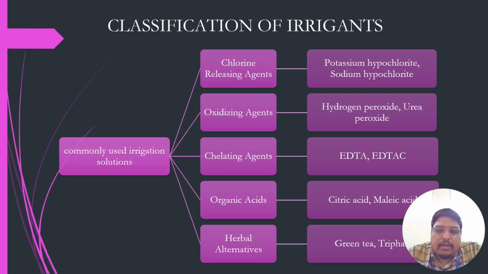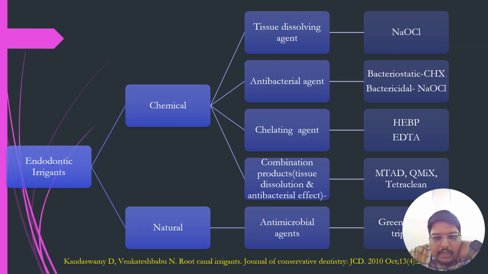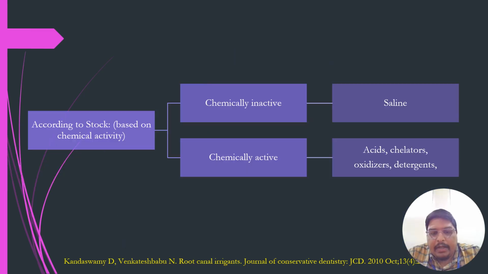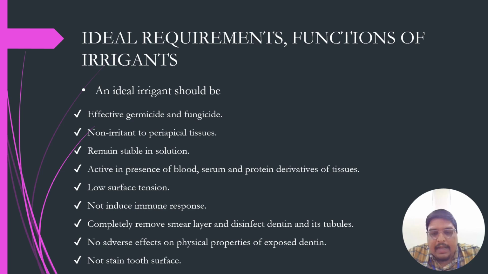Classification of irrigants: chlorine releasing irrigants, oxidizing agents, chelating agents, organic acids, herbal irrigants. Endodontic irrigants can be chemical or natural: tissue dissolving agents, antibacterial agents, chelating agents, and combinations. Antimicrobial agents include NaOCl, which is bactericidal, herbal agents, ADDA, MTAD, Qmix. According to their activity, they are chemically inactive, such as saline, or chemically active. Ideal requirements and function of irrigants.